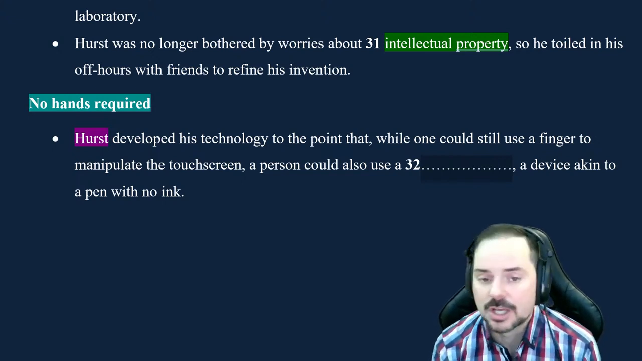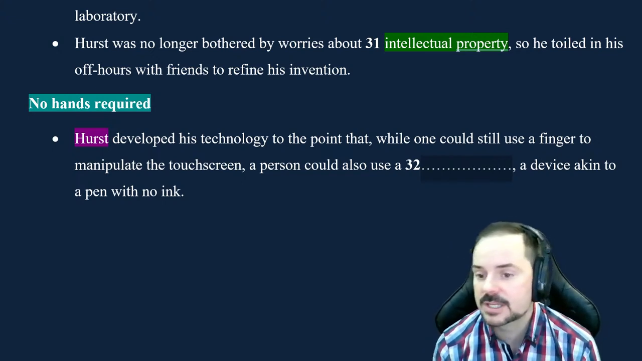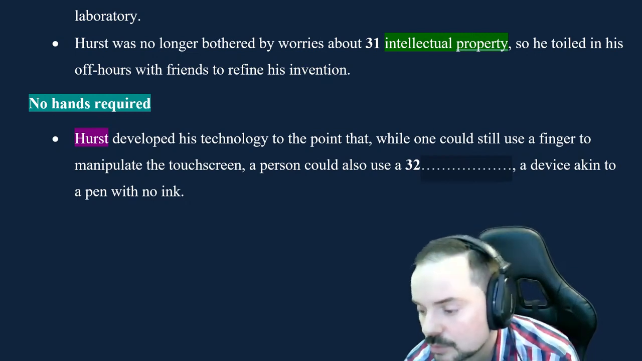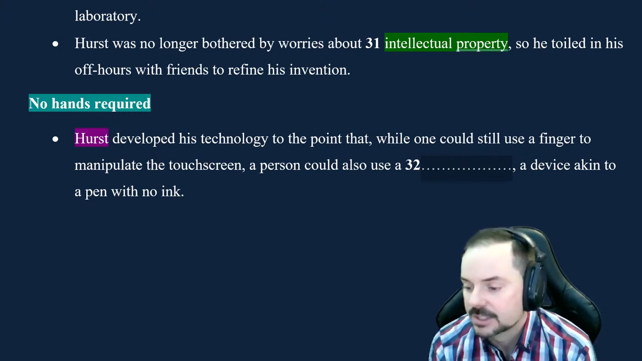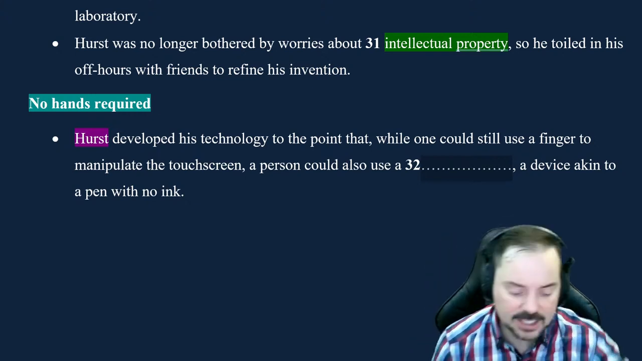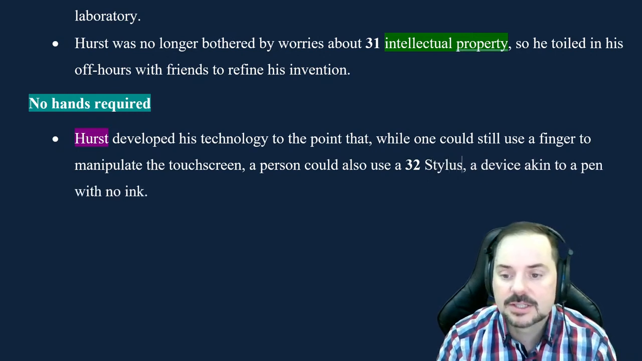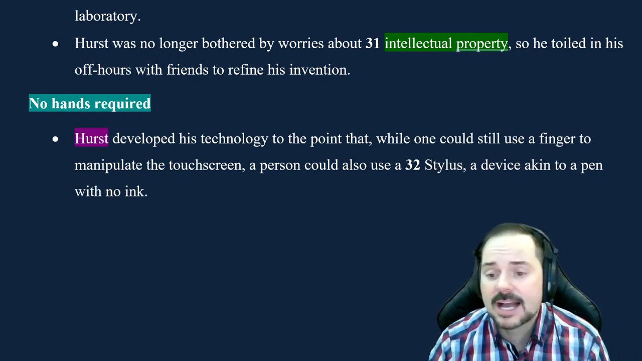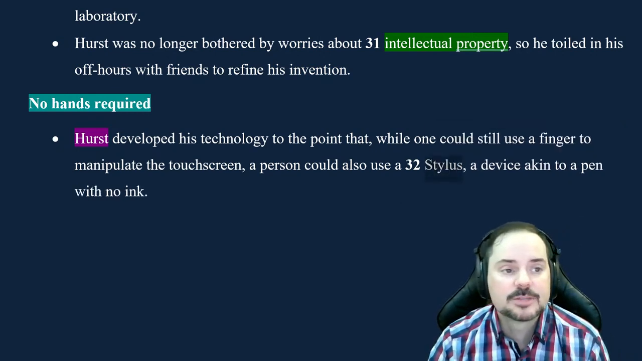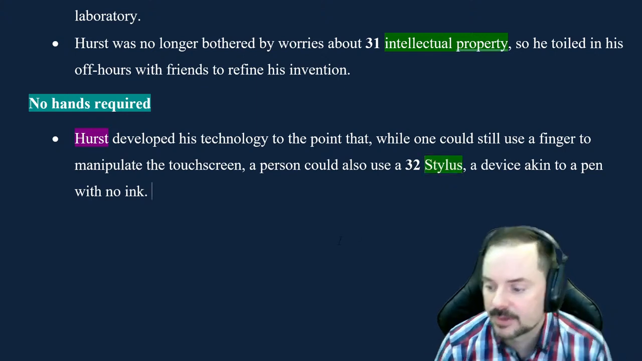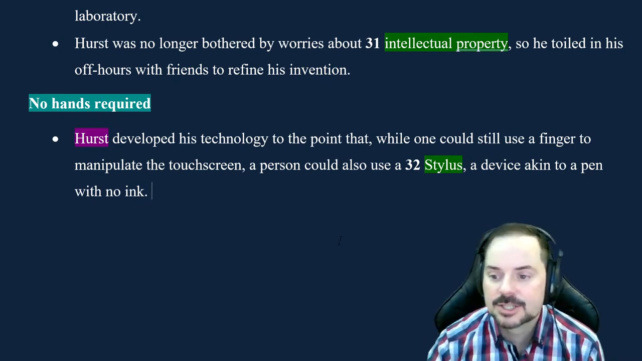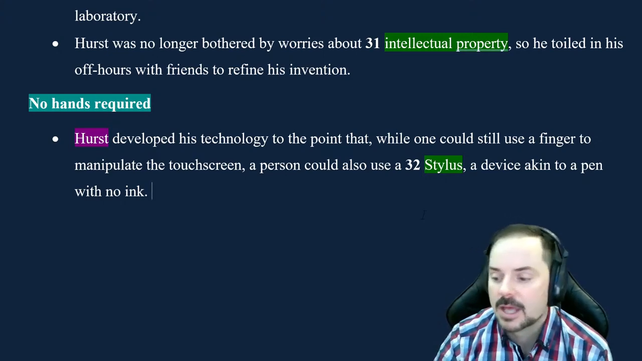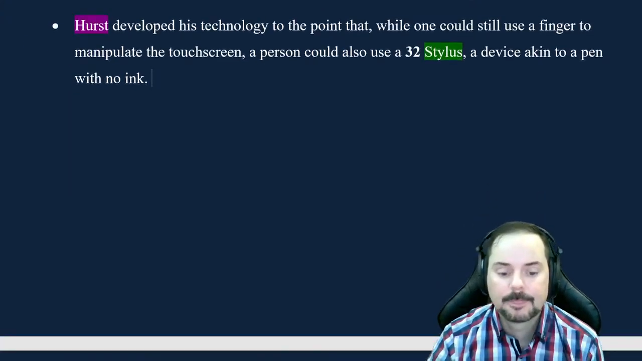Okay, Rashika, intellectual property is perfect for the previous, but for number 32, the correct answer is not a cover sheet. That's right, Rajesh, it's the stylus. Now, stylus is the name of the pen, so you can capitalize that because it's a special name of the pen. So it's a stylus, right? It's not a pencil, Amrit, it's a stylus. It's a special kind of pen-like device.